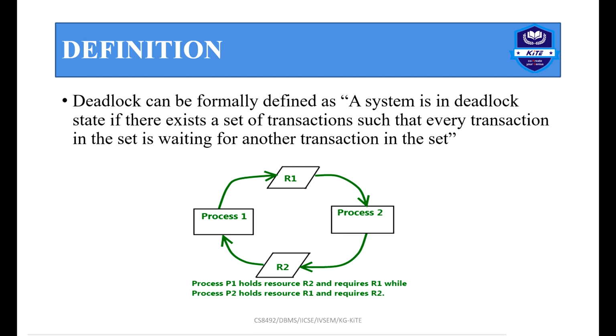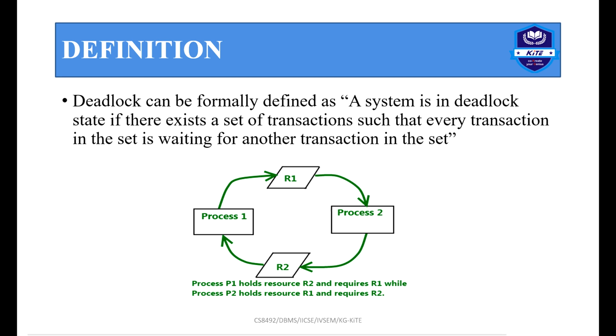A system is said to be in a deadlock state if there exists a set of transactions such that every transaction in the set is waiting for another transaction in the set. So, when multiple transactions are occurring simultaneously, when one transaction is waiting for the resources which are held by another transaction, a deadlock occurs. Let us see an example for this.